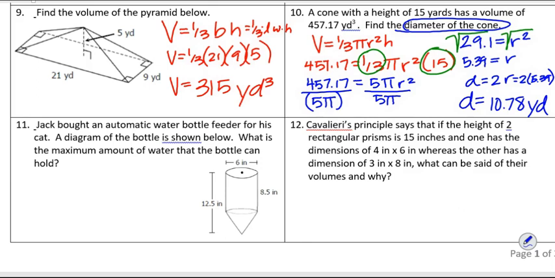Number 11. Jack bought an automatic water bottle feeder for his cat. A diagram of the bottle is shown below. What is the maximum amount of water that the bottle can hold? Well, I want you to notice that we have a cylinder up here. That's what this is. So we're going to find the volume of that cylinder.